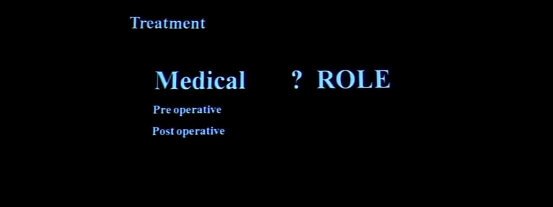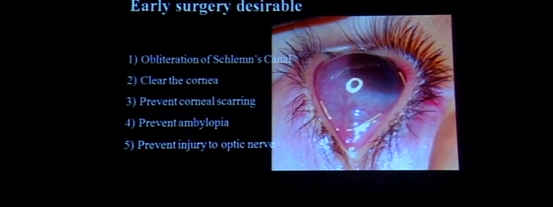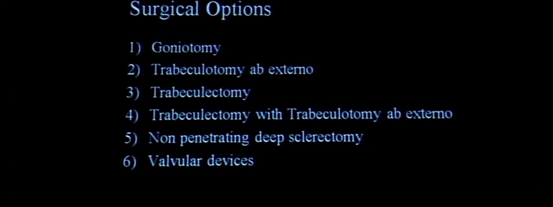Primary congenital glaucoma is a surgical entity. Medical treatment has a role only till the time you are able to prepare the child for surgery, or if the intraocular pressure increases after the surgery has been done. Early surgery is desirable before Schlemm's canal is obliterated and the corneal clarity is affected, because if the intraocular pressure increases, the optic nerve is also going to get changes. We have several surgical options. Let's look at them individually.